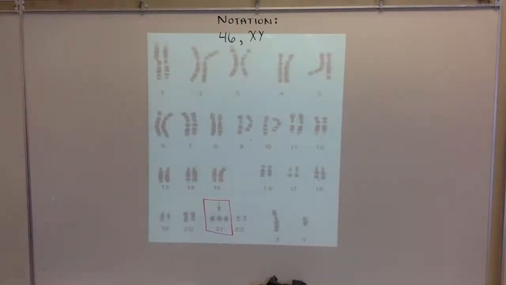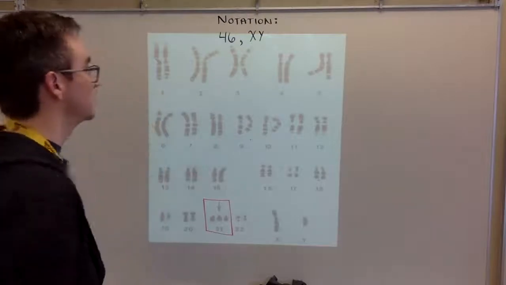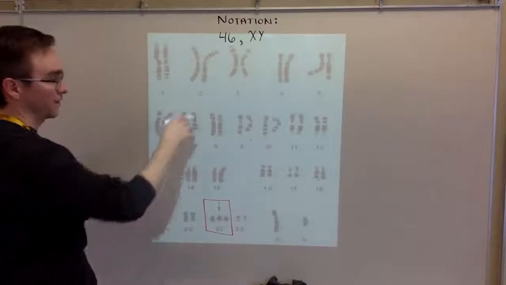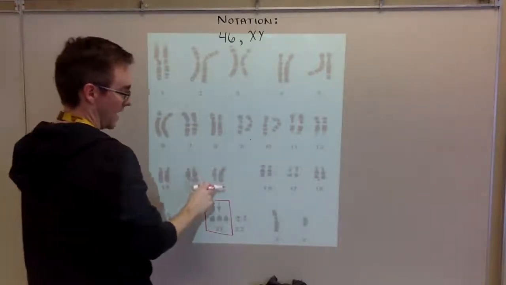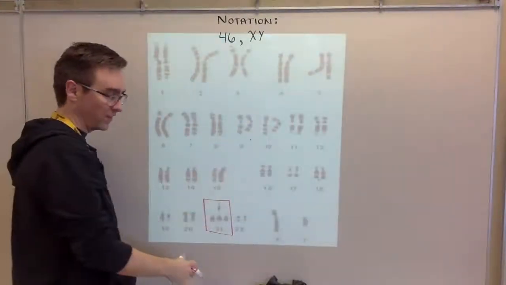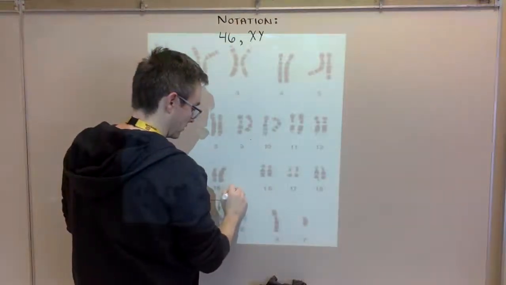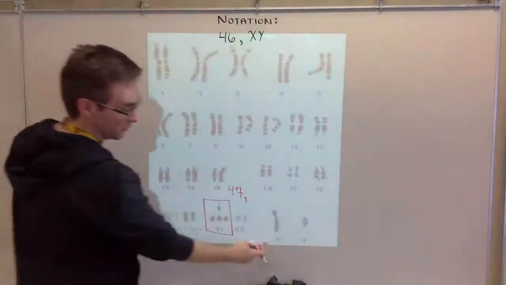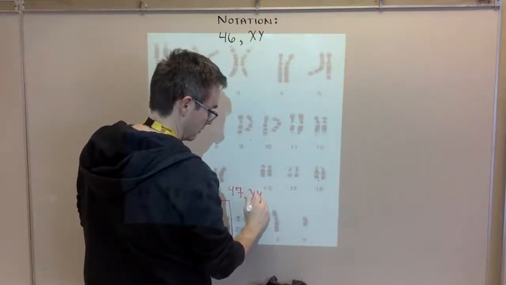All right. There are 3 of them, which means my notation has changed. This is kind of the healthy notation, but now we have a new notation here. For this individual, I have not 46 chromosomes because I have 2 of each except for an extra one here. So now I have 47 chromosomes.